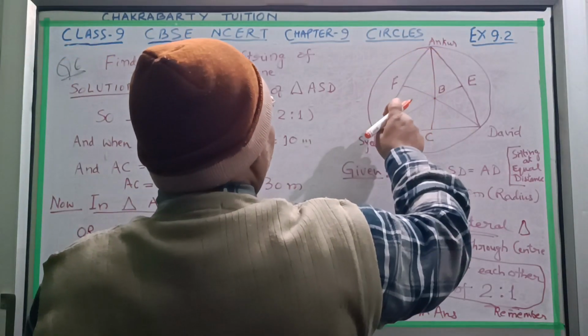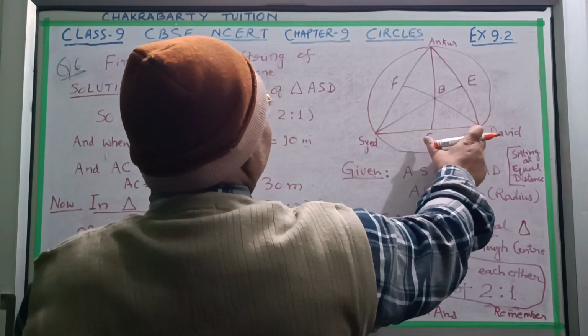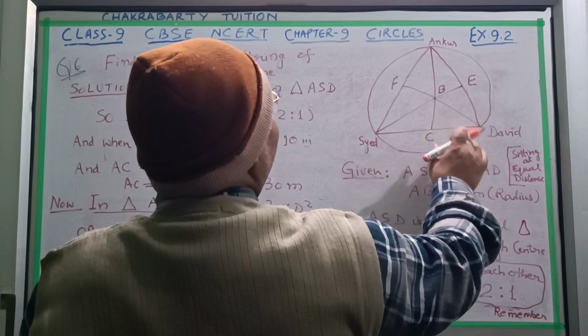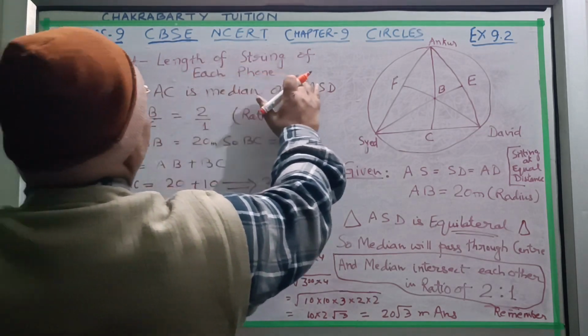From here to here it is equal, here to here it is equal, this distance is also equal. So the string of the phone will also be equal. Now we are solving the question. Length of string of each phone you have to find out. Solution.